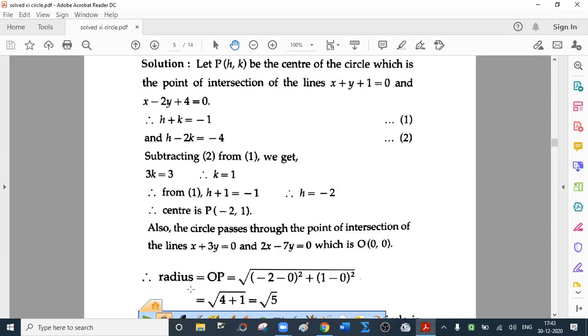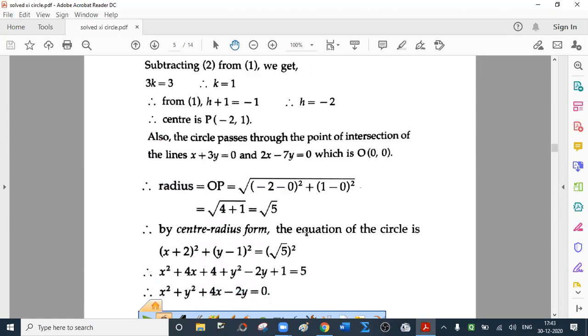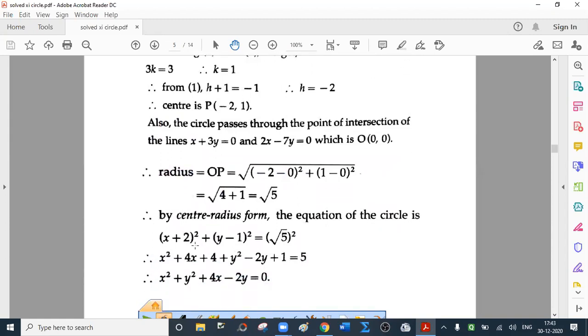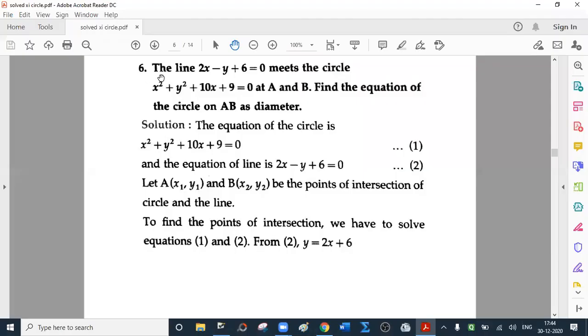So what is the radius? It is OP, that is root 5. So by center-radius form, what is the equation of the circle? (x + 2)² + (y − 1)² = (root 5)², that is x² + y² + 4x − 2y = 0. Actually, we have solved one sum of this type, but still we'll discuss this.